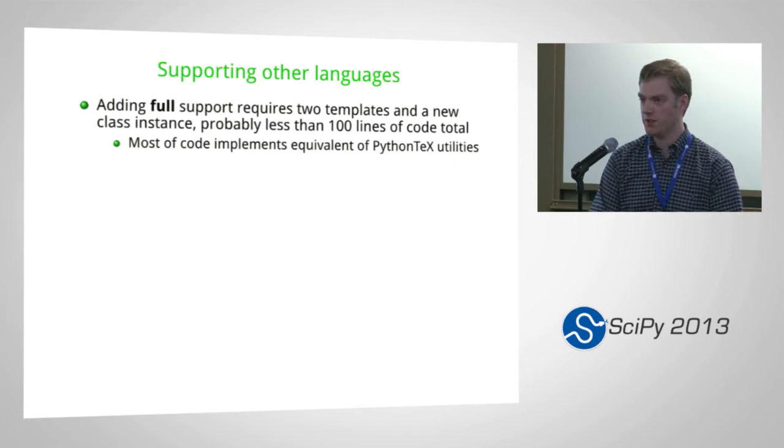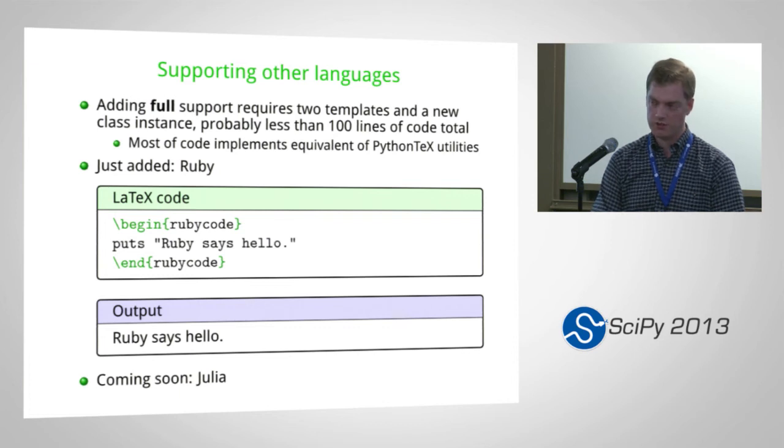So to wrap things up, I think I'm about out of time. I am just recently in the process of adding support for additional languages. Typically, you can add support for another language in maybe 100 lines of code or so if you're going to have full support. If you just want really, really basic access, you can get by with less than that. And I just added Ruby support.